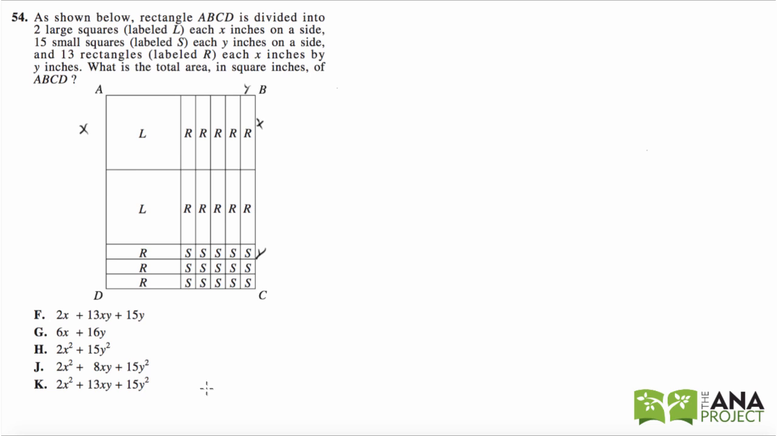Now again, we have variables in the answer choices, and if you don't want to deal with variables, this is a perfect candidate to pick numbers and plug in. So we could just say X equals 5, and so instead of saying X, we can just say this is 5, and then Y, let's say Y equals 1. And we want the total area of this whole rectangle.